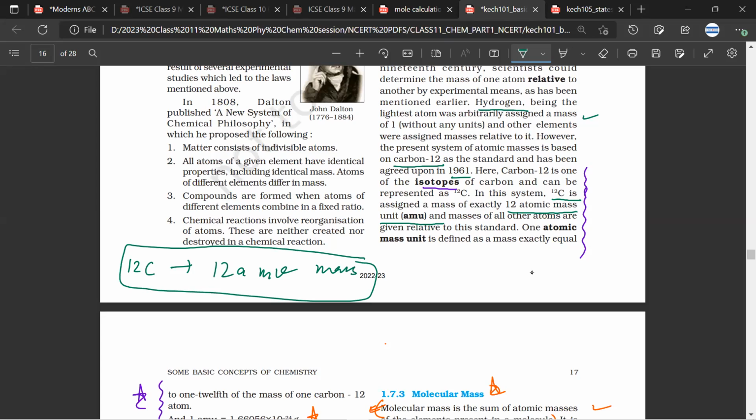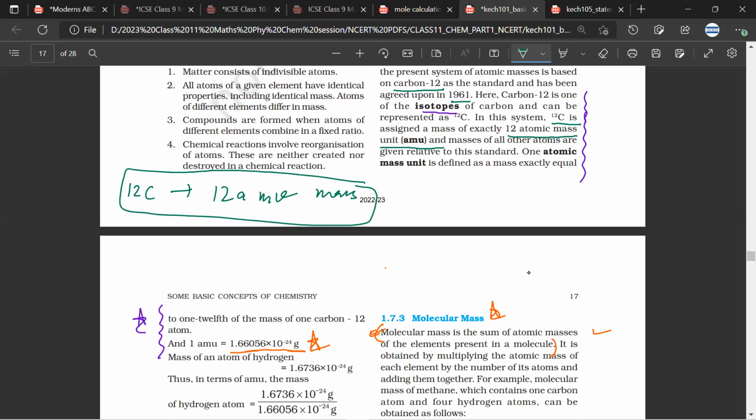Now, if we are clear till here, what we understand is 12C. So, if I ask you, what would be one AMU, one atomic mass unit? One atomic mass unit would be 1/12 the mass of a 12C atom. Are we clear till here? Any doubt till here?